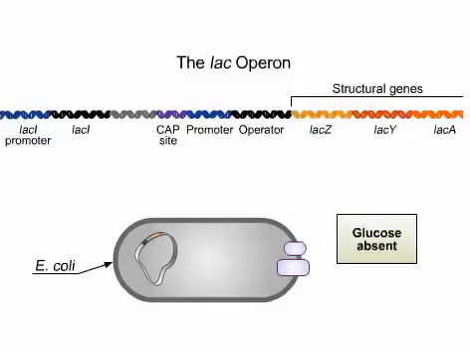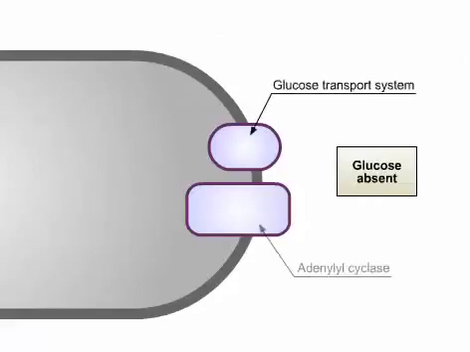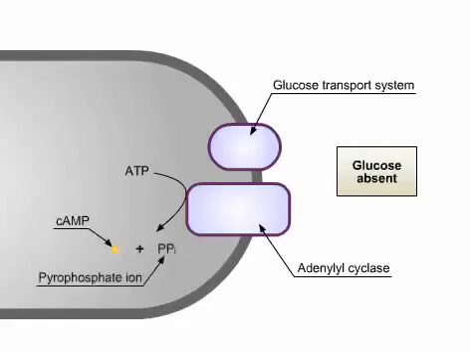What happens to the Lac Operon in the absence of glucose? An enzyme called adenylyl cyclase is continually active in converting ATP molecules into cyclic AMP molecules. A pyrophosphate ion is a byproduct of each reaction. Under these conditions, the cell produces a pool of cyclic AMP molecules.